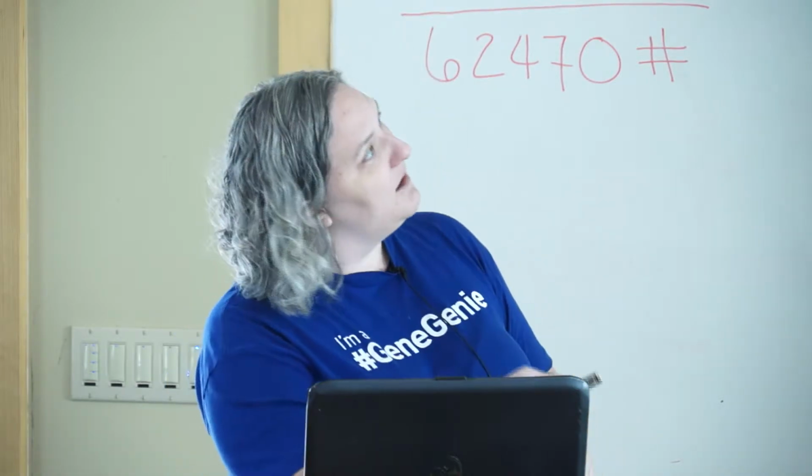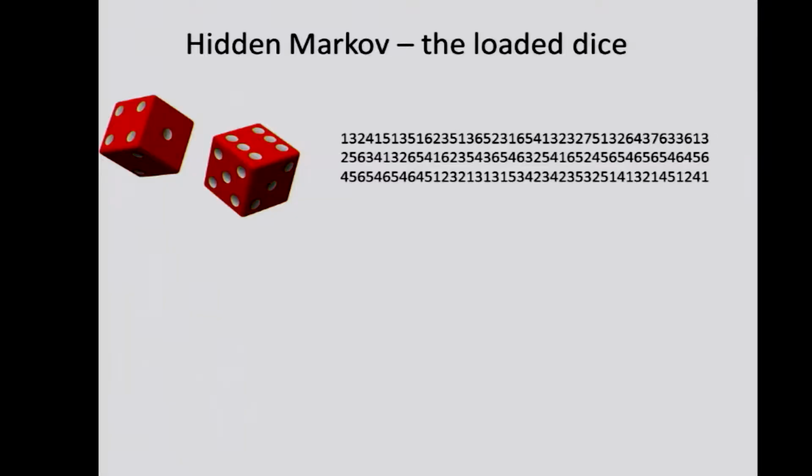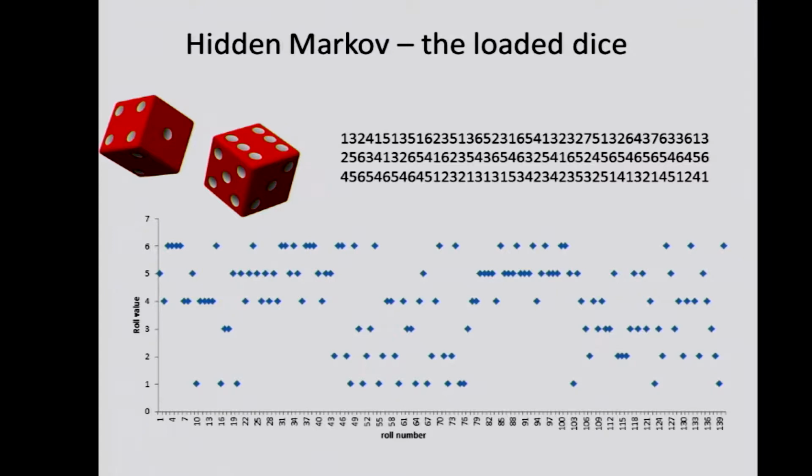Now, you don't know when that happened. And he rolls it and rolls it and rolls it, and then he switches back. How do you know when he switched from the regular dice to the loaded dice? All we have is these numbers here. Well, what we can do is we can plot them. We go through all the rolls.